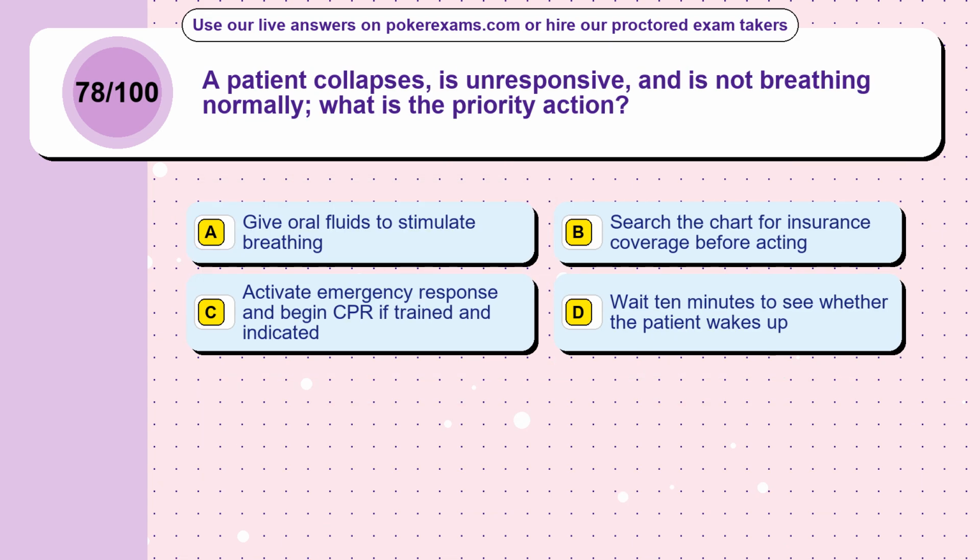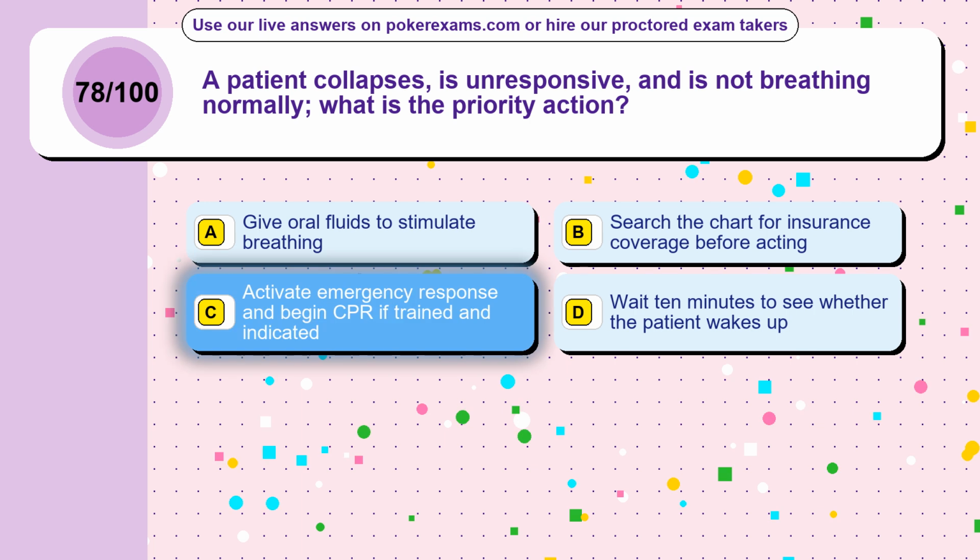Question 78. A patient collapses, is unresponsive, and is not breathing normally. What is the priority action? Option A. Give oral fluids to stimulate breathing. Option B. Search the chart for insurance coverage before acting. Option C. Activate emergency response and begin CPR if trained and indicated. Option D. Wait 10 minutes to see whether the patient wakes up.